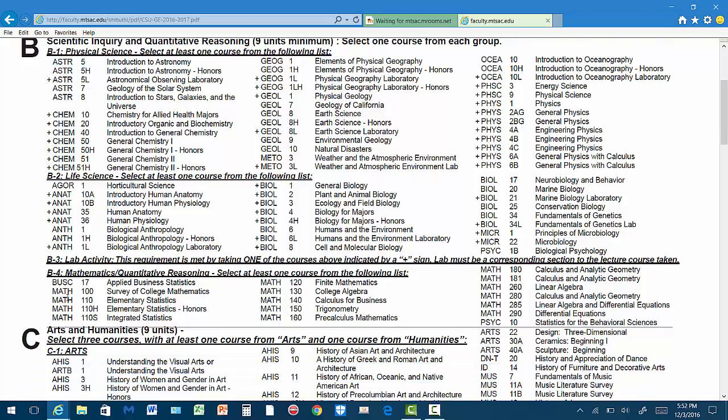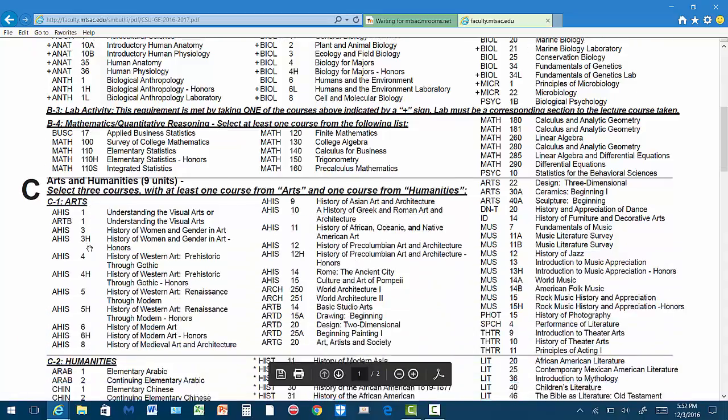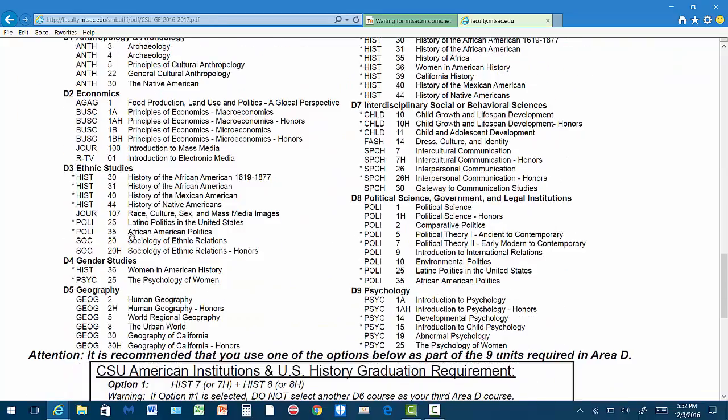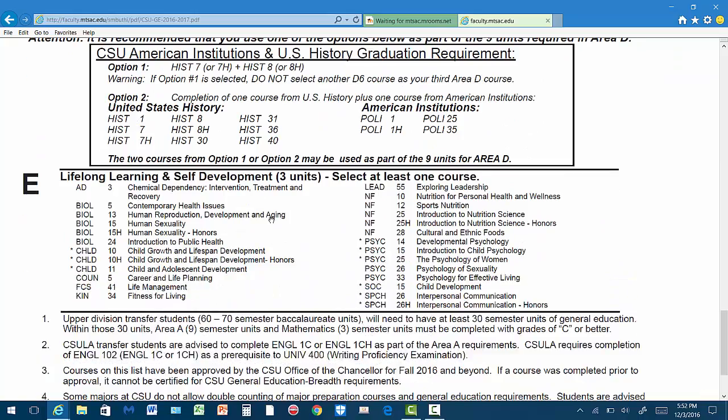B4, you need 1 course from mathematics. So one of these classes you must take before you move on to a 4-year college, and so on and so on. There's area C. Again, you choose 3 classes from C, 3 classes from D, and then from E 1 class. By choosing classes like that, general education gives you approximately 45 units.